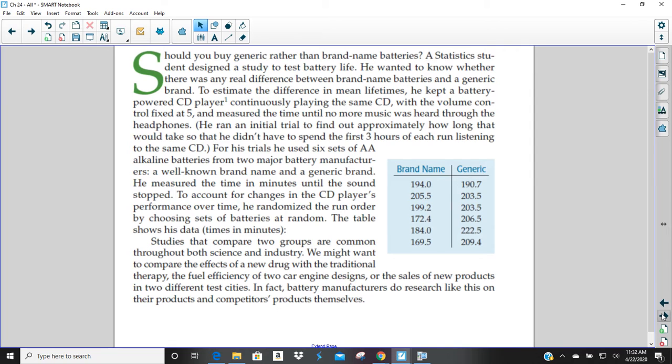So take a moment to read this problem. And this is going to be the problem we're going to be using throughout the chapter. Okay, so basically they're comparing brand name batteries versus generic batteries.